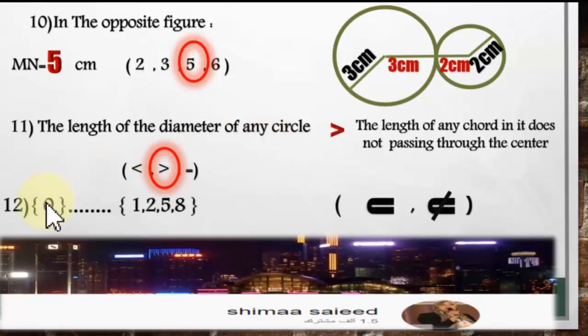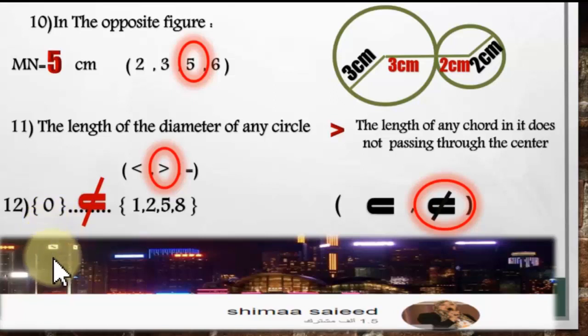The set of 0 and the set of 1, 2, 5, 8. The set of 0 is not a subset of the set of 1, 2, 5, and 8. But if he asked me, 5 is a subset of any set.